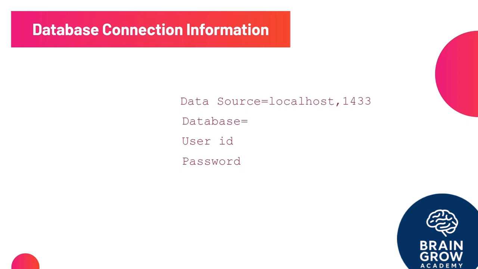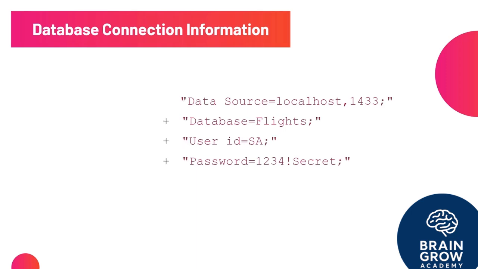The instance contains a database with the name flights. To connect to the instance, we use SA as the user ID and 1234 exclamation mark secret as the password. Once we have that information, we must concatenate them as a single string and format them like this. This string is called a connection string. To connect to a database, we should pass the connection string to Entity Framework's SQL Provider.